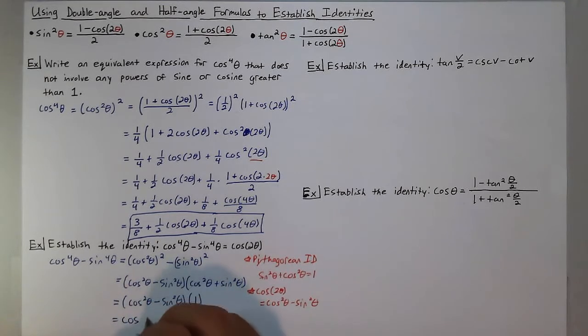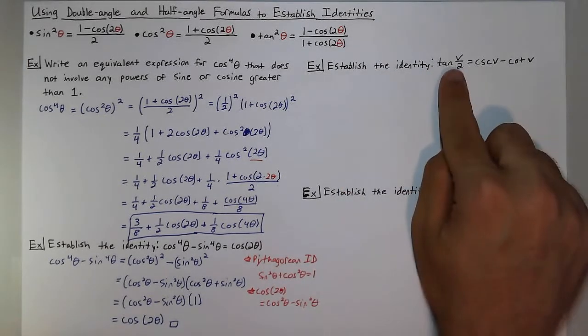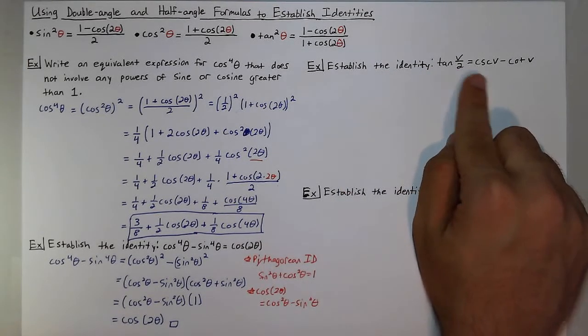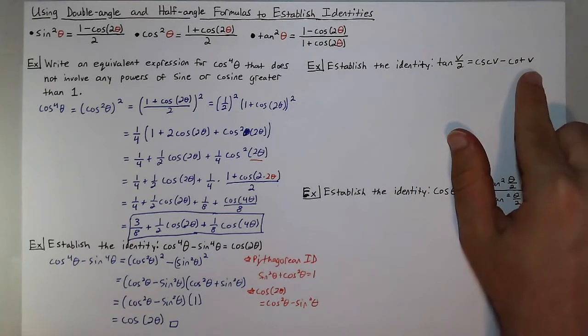And that's how you establish that identity. Now let's establish this identity: tangent of v over 2 is equal to cosecant of v minus cotangent of v.